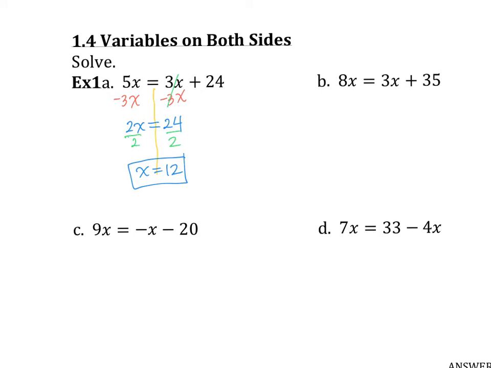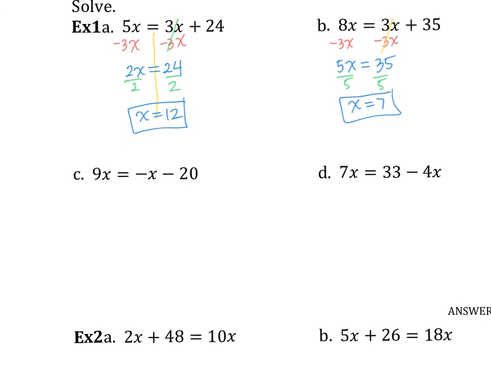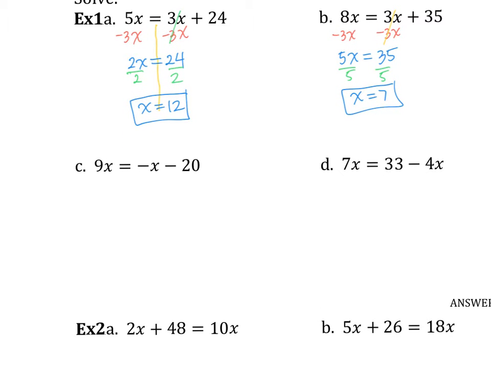Go ahead and copy example B and try it on your own. Pause the video, and then when you're done, unpause so you can check your answer. Okay, for problem B, I got x equals 7. If you did not get x equals 7, check your work so we can try to find our mistake. I'm going to go over C, and I'm going to have you try D on your own.